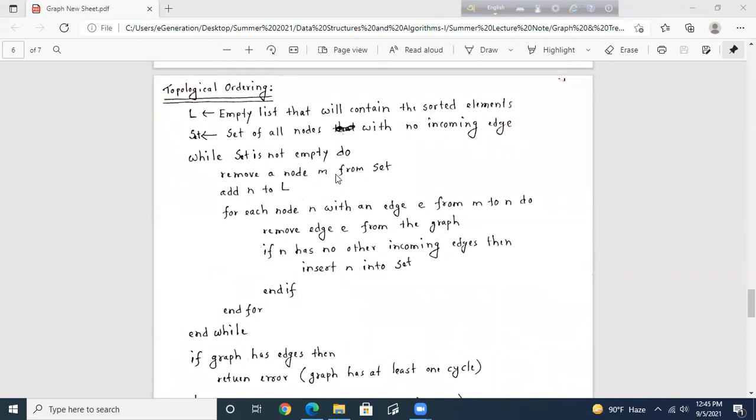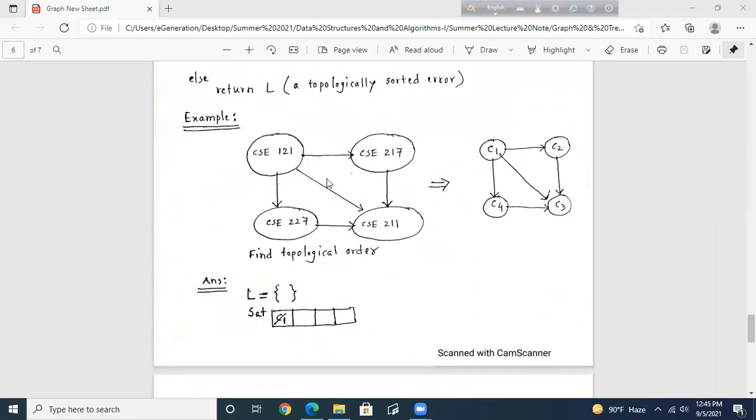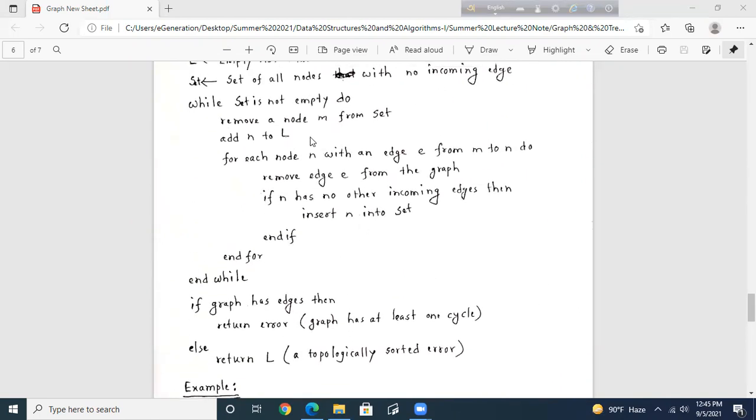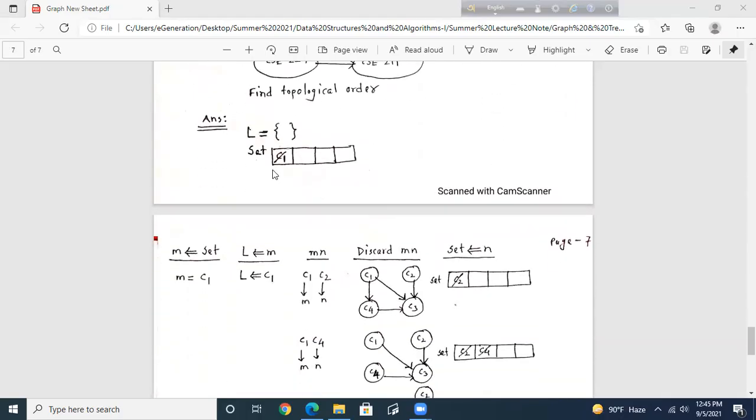Now, remove a node M from the set. Remove a node M from the set. It tells you to remove a node from the set, and its name will be m. So m equals c1, since I have c1 inside the set. So, dear student, I have written here m equal to c1 because of remove a node m from set. So I have removed C1 from the set, whose name is M now, according to the algorithm.